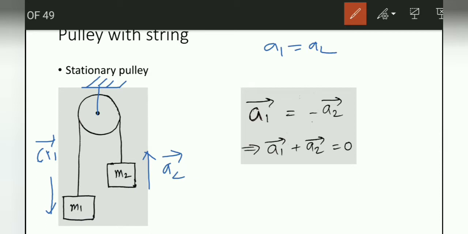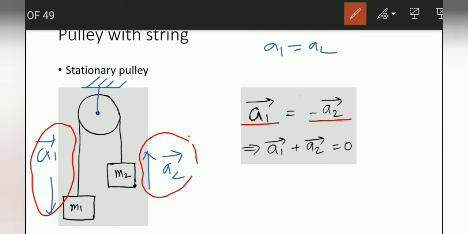As we have already seen, the velocity should be the same, otherwise the string will become loose. So definitely if we differentiate velocity with respect to time once, it will become acceleration. But in vector form, a1 is downward and the a2 vector is upward, and both are of the same magnitude but different direction. So we can say a1 vector is equal to minus a2 vector, or a1 plus a2 is equal to 0 vector. So this is for a stationary pulley. The pulley is fixed, the pulley is not moving, and we can say a1 is equal to a2.